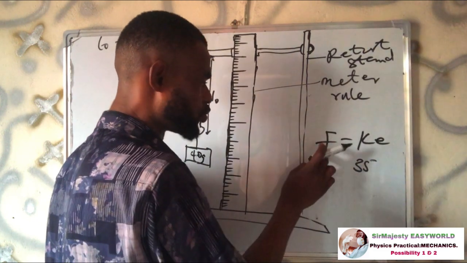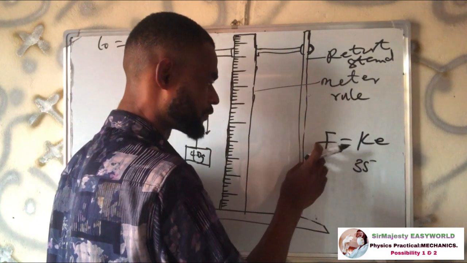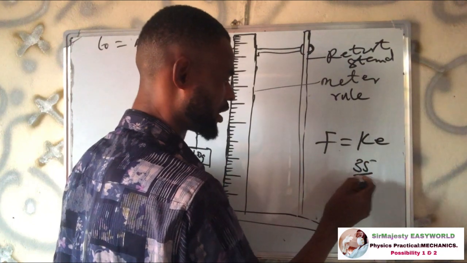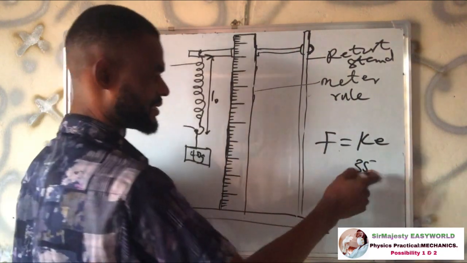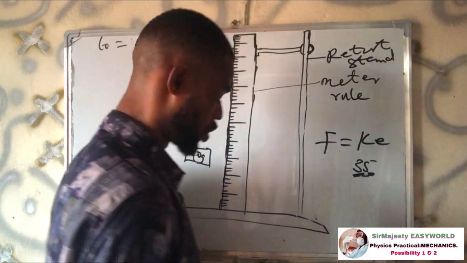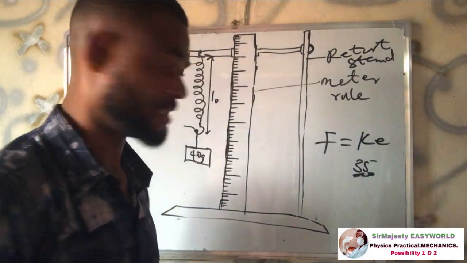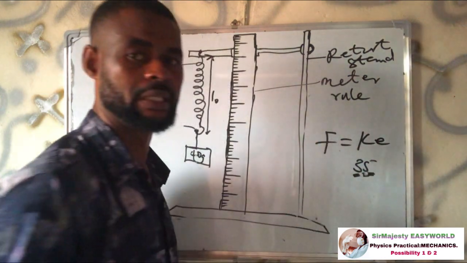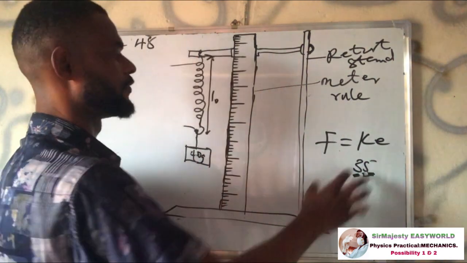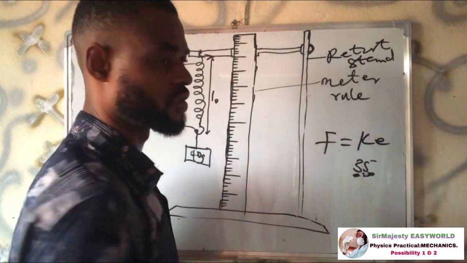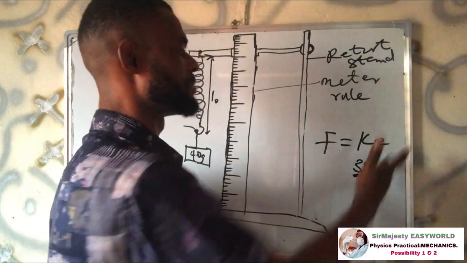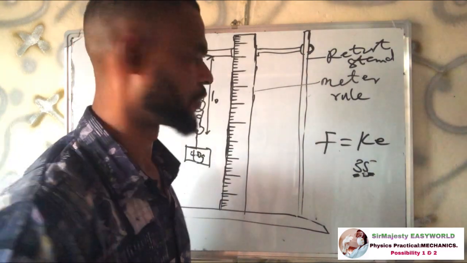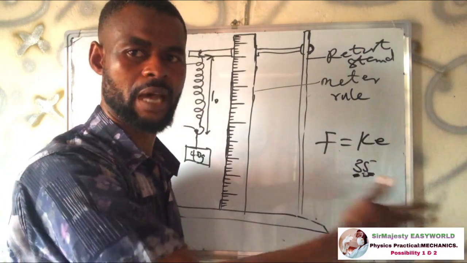I can use this formula, taking the elastic constant of this particular spring as 35. It is not a must that it will be, but it is within this range. This type of material always has this thing as a constant. Do you understand? I can decide to use it and get my extension without suffering myself using this apparatus.